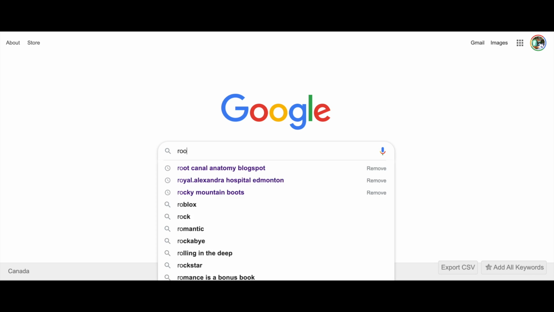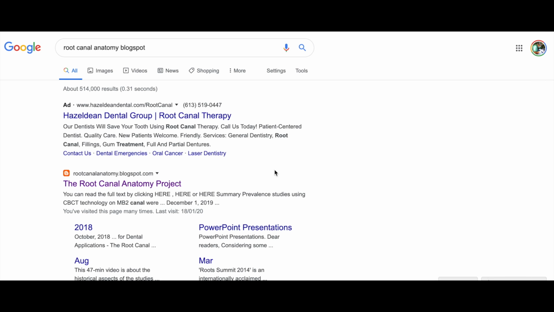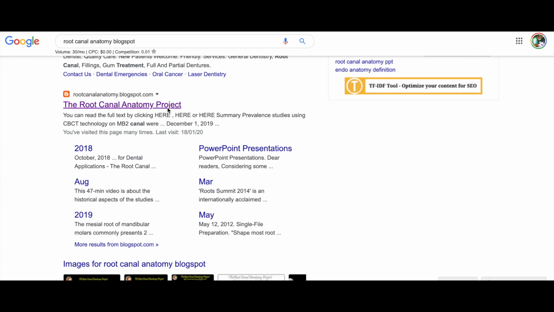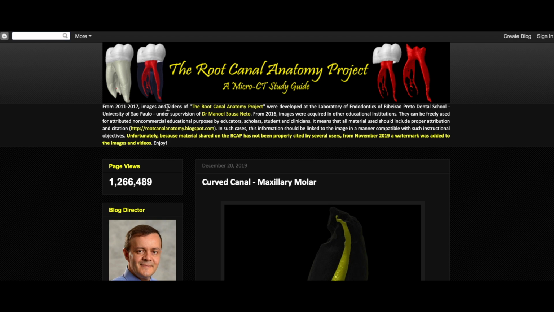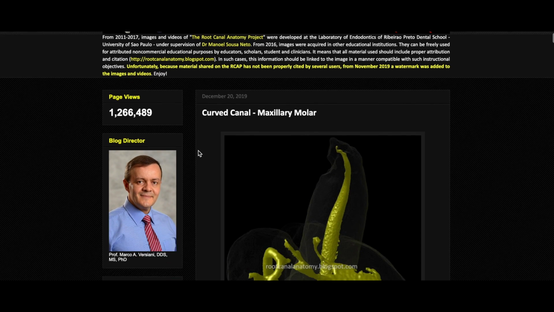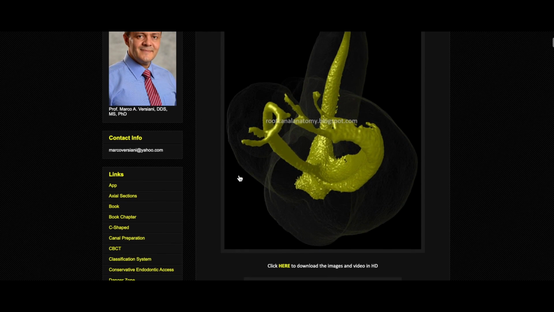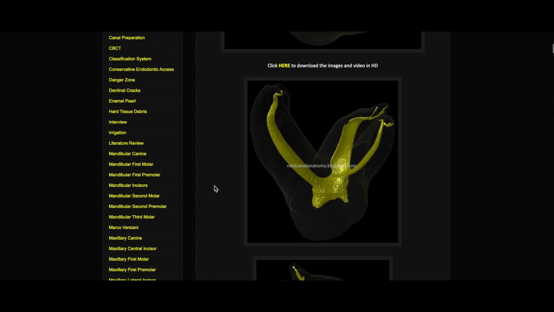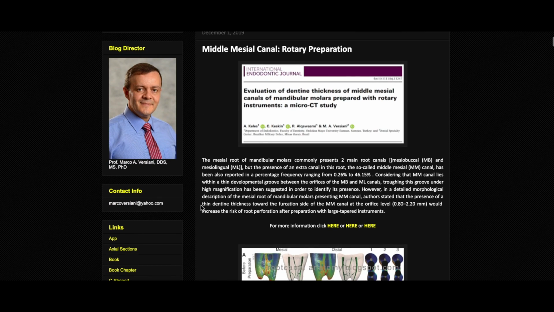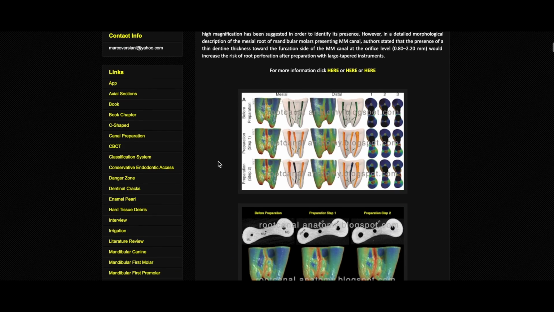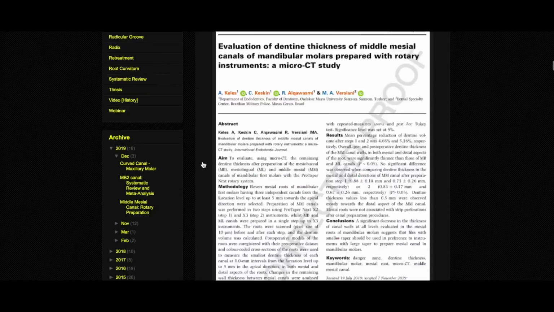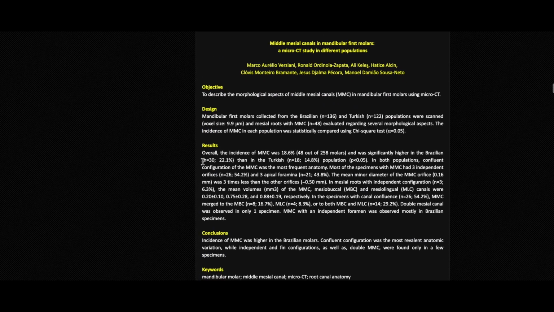So this page, called Root Canal Anatomy Blogspot, has been around for a while, and it's really cool because they use micro CTs at the University of Sao Paulo, and what they do is they scan them, and then they put them online for our use. And we had our students research using just this website. It's pretty quick, looking for the middle mesial canal. And one of the articles that they published was the results, the incidence, and this is correlated with a few other articles showing that the incidence is roughly 15 to 18%.